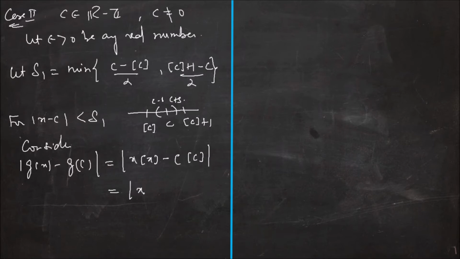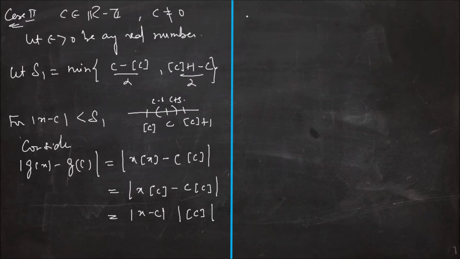So this is equal to |x c minus c times greatest integer function of c|. So I can take this x minus c, and this is mod c. So this can be negative or positive, so I have taken the mod here. So I want this to be less than epsilon. So what delta should we take?